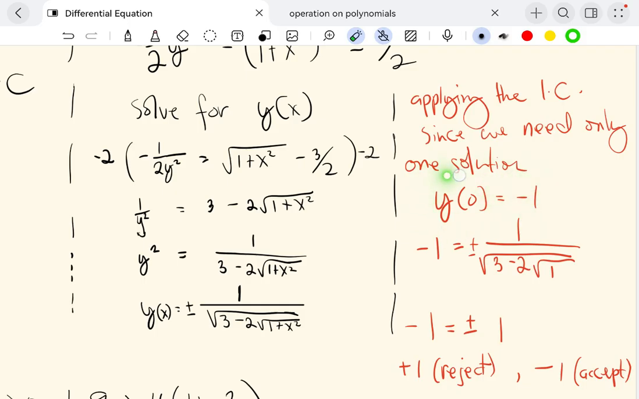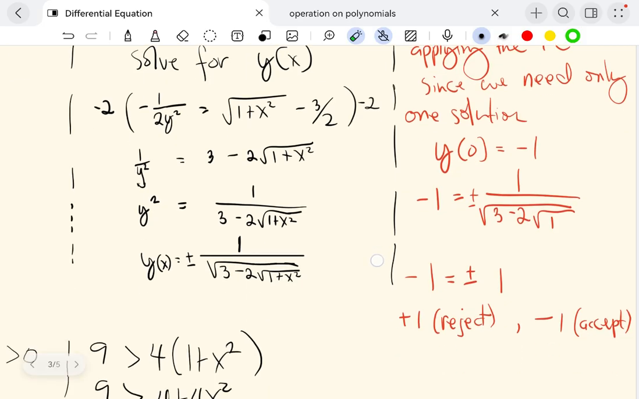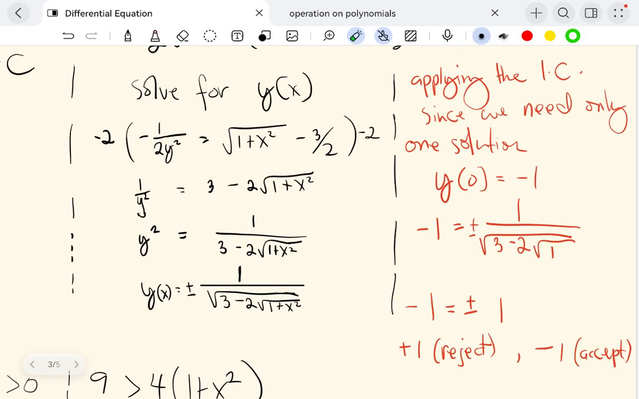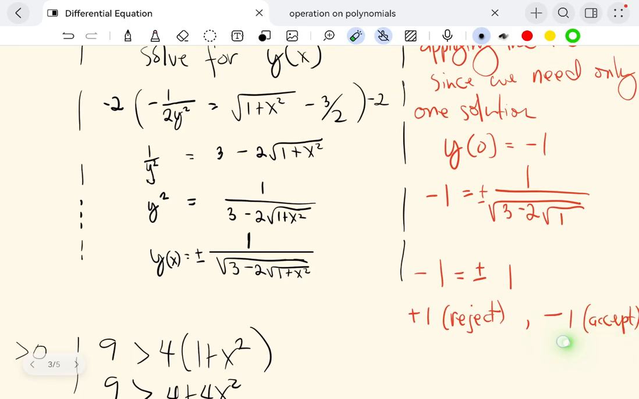We have the initial condition y of 0 is negative 1. So, by substitution, let this one be negative 1, then plus minus, and so on. And as you can see, if we have negative 1, if your x is equal to this one, positive, you have an answer of 1. But if you have negative here, it becomes negative 1. So therefore, based on the initial condition, if your x is equal to 0, the answer should be negative 1.